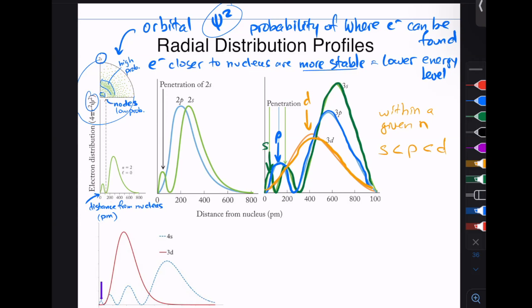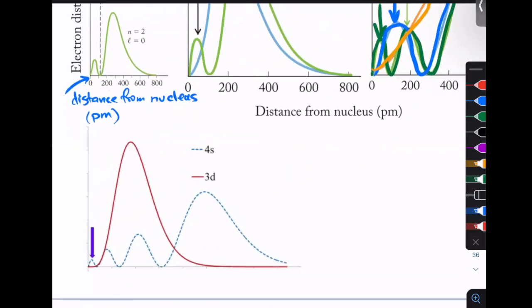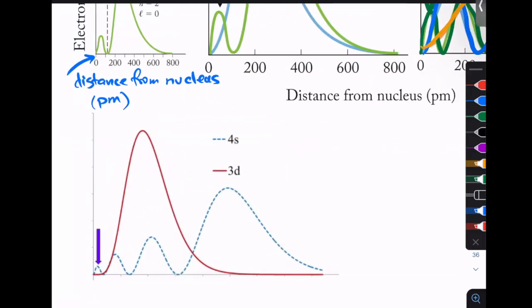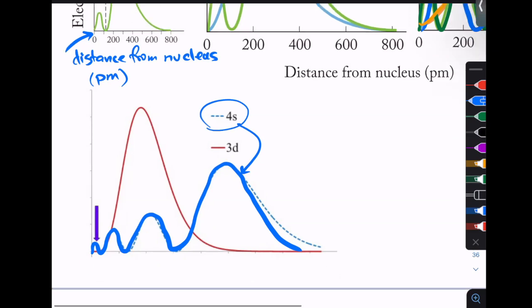But now we're trying to describe why is it that 4s fills before 3d. So here I've taken the distribution of a 4s that's here in blue. It's dotted in blue, but I'll just overlay it here. 1, 2, 3. Now we've got 4 distributions. This is the 4s electron distribution. Yeah, most of the time it's way out here, far away from the nucleus. Once again, here's the nucleus. Here's the distance from the nucleus.